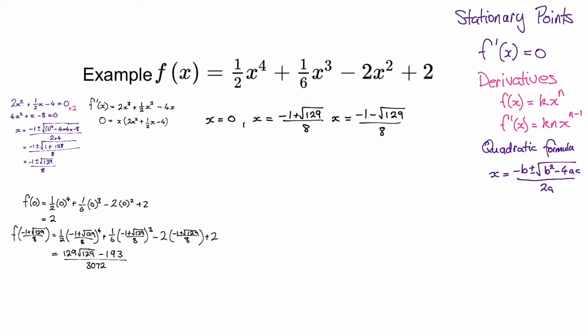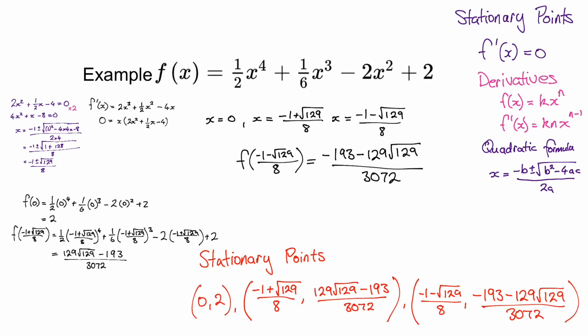And for the final stationary point, f of minus 1 minus the square root of 129 all over 8, I've done the same thing and just plugged it into a calculator at the end. And this gives us minus 193 minus 129, the square root of 129, all over 3072. And that gives us our stationary points, which are written as these.